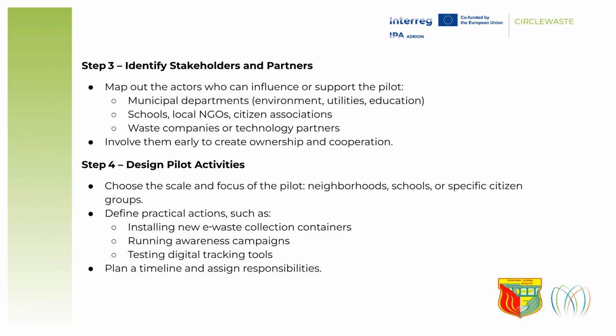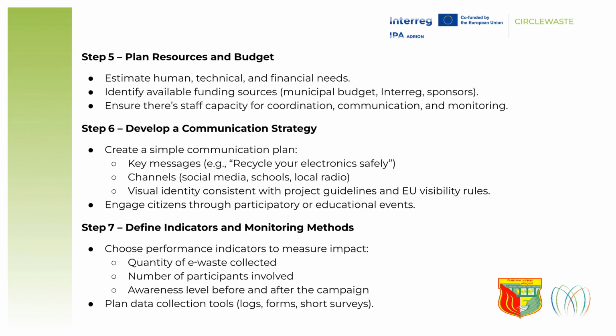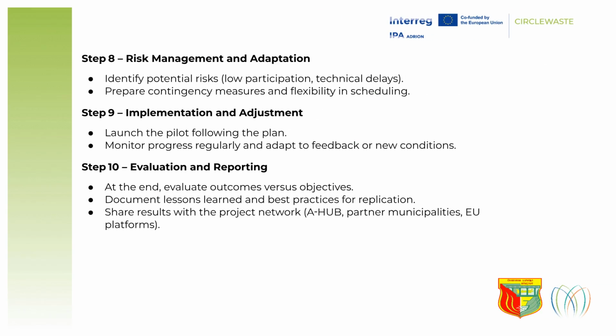Step 4 is to design pilot activities, choosing the scale and practical actions like installing containers, running campaigns, and planning timelines. Step 5 is to plan resources and budget, estimating needs and identifying funding sources. Step 6 is to develop a communication strategy with key messages and appropriate channels. Step 7 defines indicators and monitoring methods, choosing performance indicators and planning data collection. Step 8 focuses on risk management and adaptation, identifying potential risks, and preparing contingency measures.